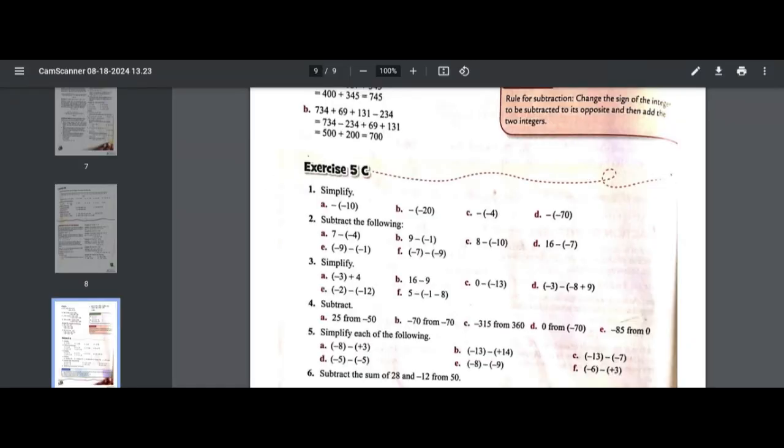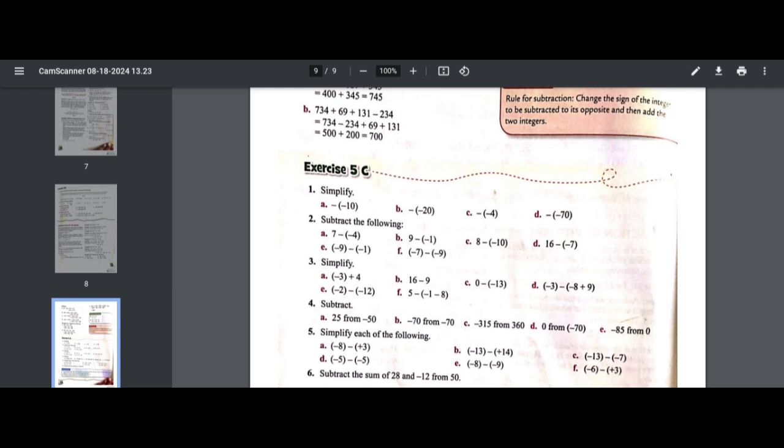Okay. You can solve all the questions B, C and D. I can. Okay. Yes. Try. Minus equals plus 20. Correct. Minus is plus 4. Plus 70. Correct. That was easy. Yes, that was a bit easy.